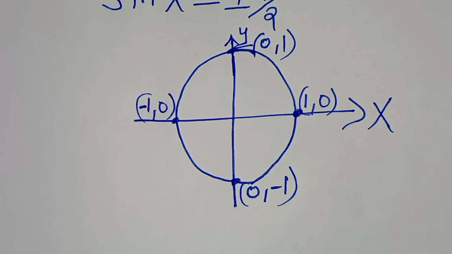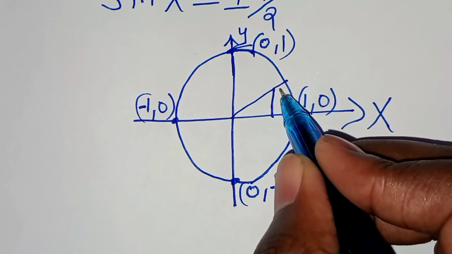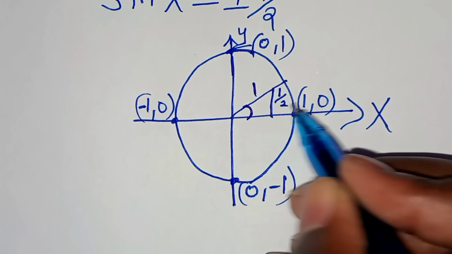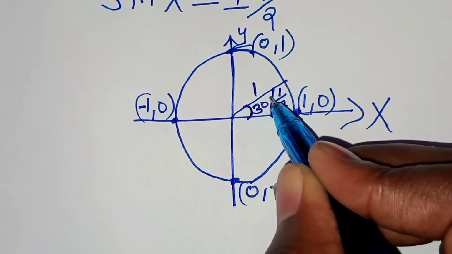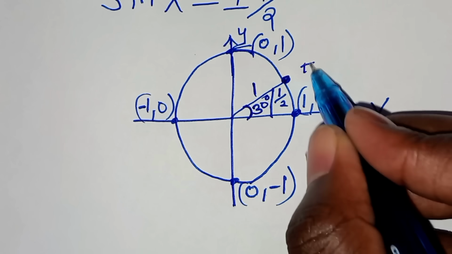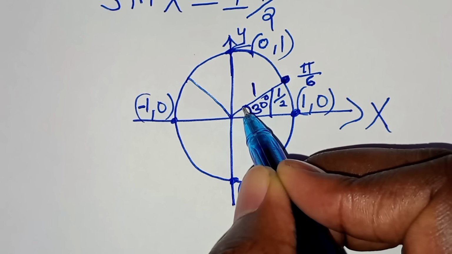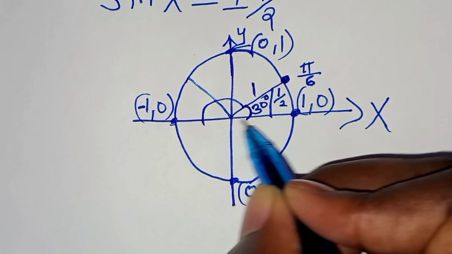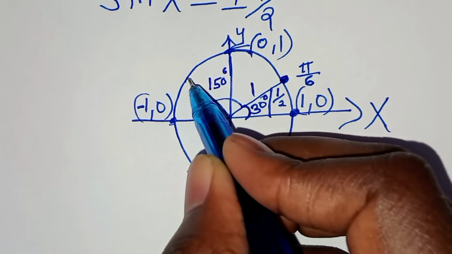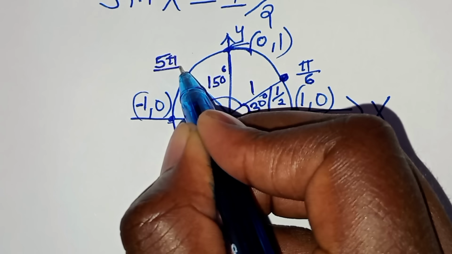So now we have sine is equal to opposite over hypotenuse. Opposite here is half, hypotenuse is 1. So we have an angle of 30 degrees. This is 30 degrees here. In terms of radians, this is the same thing as pi over 6. Then now we have also here an angle of 180 minus 30 degrees. This is 150 degrees. In terms of radians, this is the same thing as 5 pi over 6.